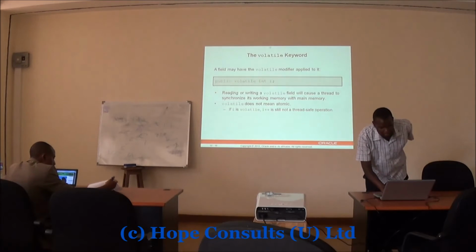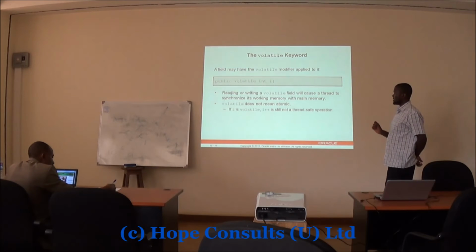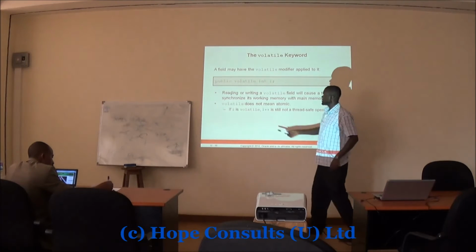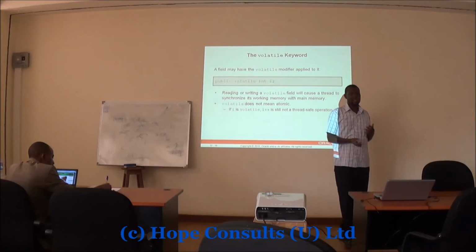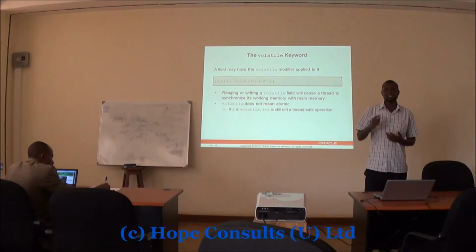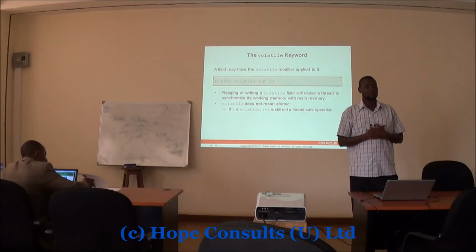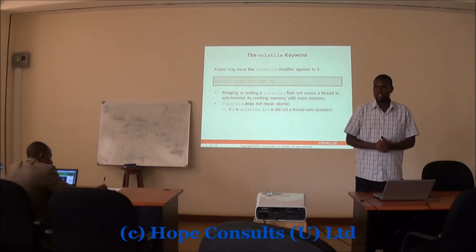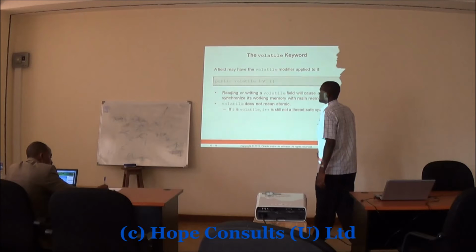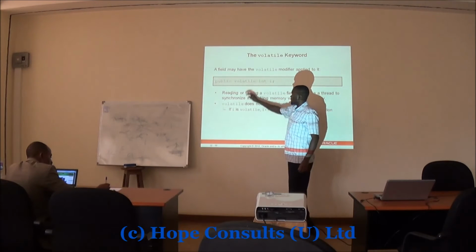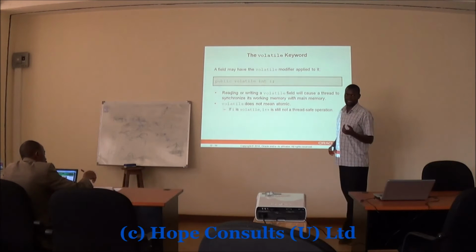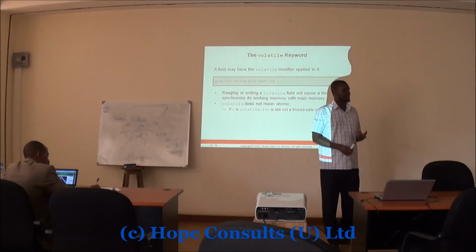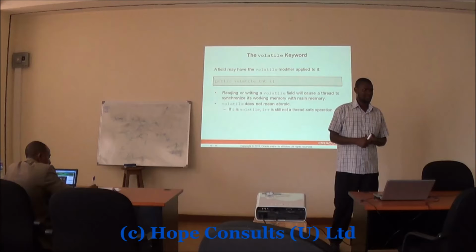So we protect fields using the keyword volatile. If you want to synchronize access to a certain field in a Java multi-threaded application, then you use the keyword volatile. That will make this field synchronized every time a thread tries to access it.